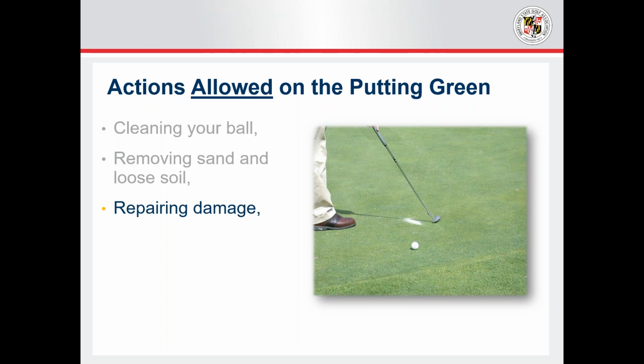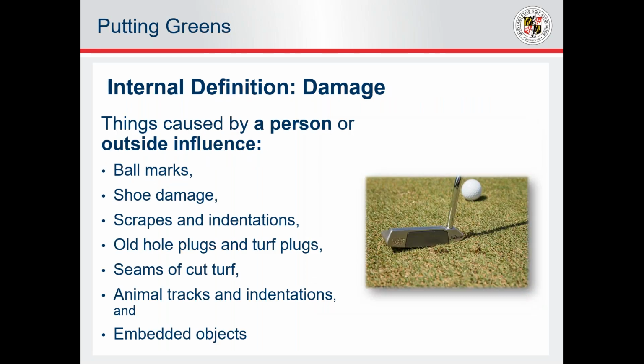We can repair damage, and we'll go over some of those areas. Things that can be repaired are things that are caused by a person or outside influence. So all of these items can be repaired. Ball marks, shoe damage, scrapes and indentations. So, you know, maybe we had a player in the group in front of us that got upset and slammed his putter and caused a dent in the green. We can repair that. Old hole plugs and turf plugs.